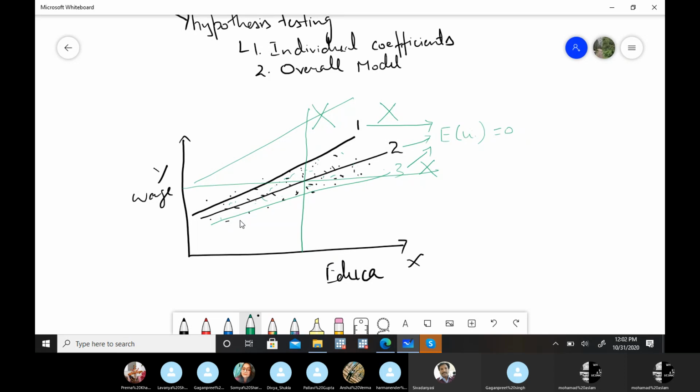Yeah, simply, Harminder sir is right. The regression line is not well fitted if the average of u is not equal to zero. Simply, you can also say that.